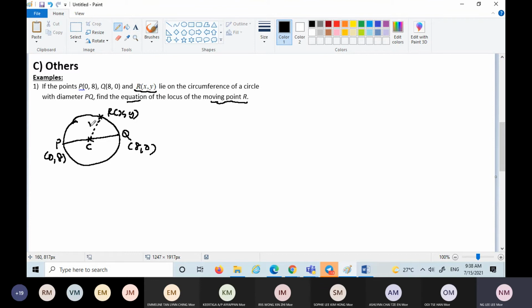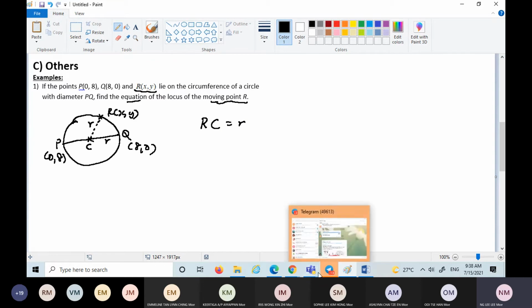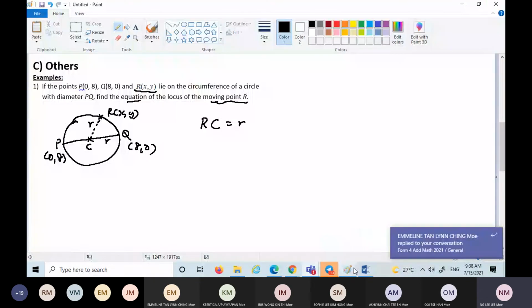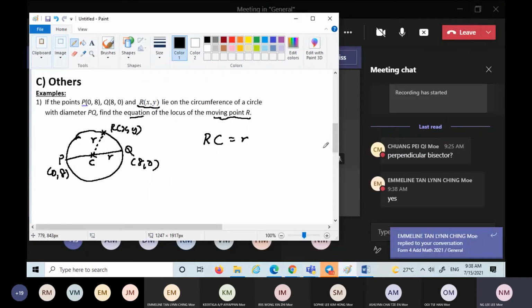And then using RC is equal to the radius. Correct or not? Can I do it this way? Anyone want to give a better idea? Okay, Emily Tan says yes. This is the same as what she thinks.